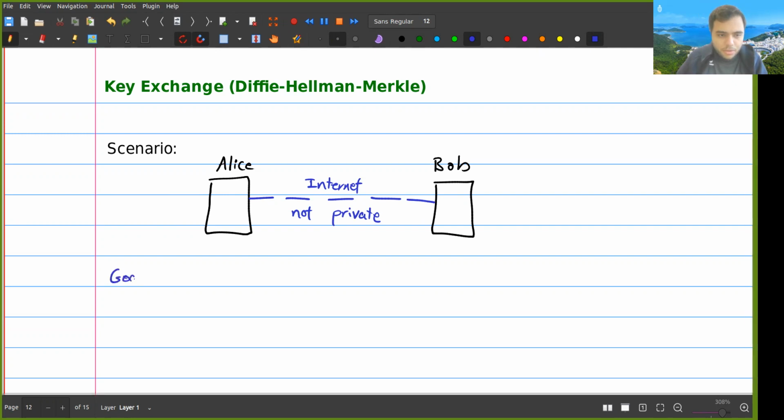Our goal is to create a key K such that both Alice and Bob know K, but no one else knows it.